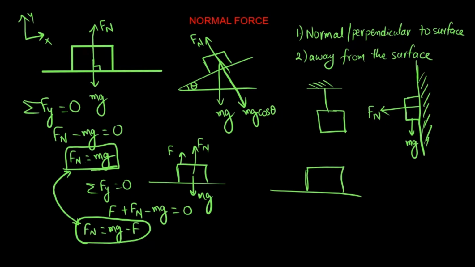Consider this situation. Mg downward, force normal upward, apply a force F acting downward. Can you find what happens to the normal force? Will it increase or decrease from this original situation?